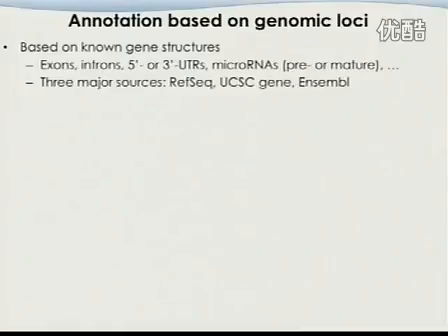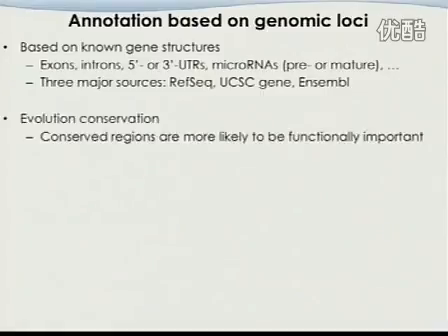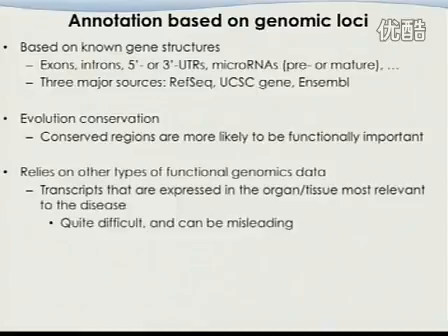Okay, so the annotation is based on genomic loci and on known gene structures, and those will be the exons, introns, and all those different structures. There are three major sources: RefSeq, UCSC gene, and Ensembl databases. Those are the three major databases you want to go through. For the genomic loci part, it can also be evolutionary conservation. Some people suggested, and it's very reasonable, that conserved regions are more likely to be functionally important. That information is available in the UCSC genome browser or other sources.